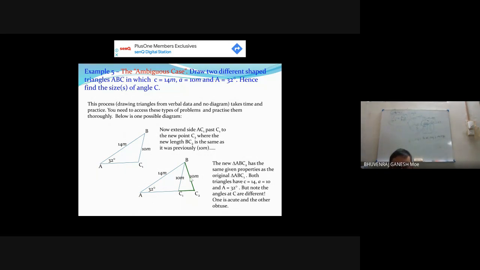But one thing that is different is the angles at C. These two angles over here. One is acute, and another one is obtuse. So this is the obtuse one. The side one over here, you can see directly from the diagram. These two will be acute. 180 minus either one of these is this angle over here. Okay, so next one.